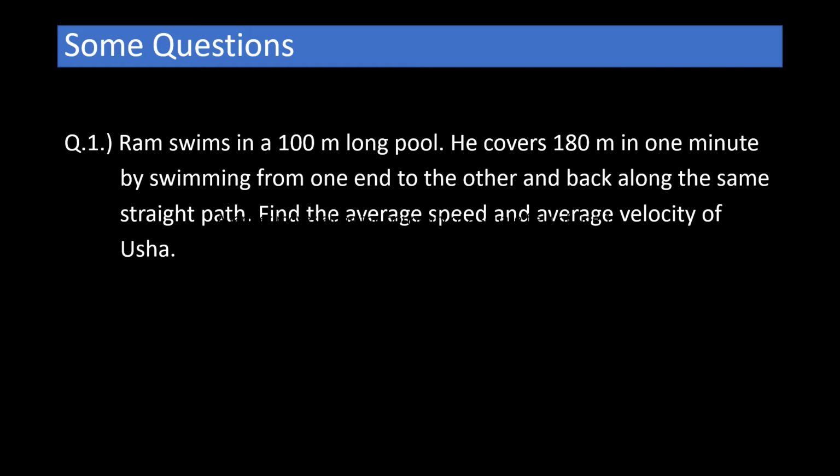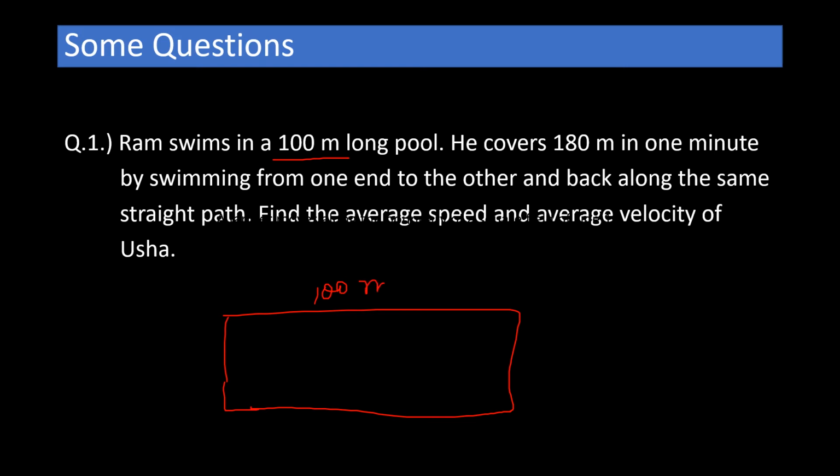So here, guys, all of you are recommended to pause this video and try it out. And in case you face any difficulty, then you can resume your video so that you will have a clear understanding. Okay, so here it's written that Ram swims in a 100-meter long pool. Let us say this is the pool and that is 100 meters long. So Ram is swimming. He covers 180 meters in 1 minute. That means he goes 100 meters here and definitely he has to come back to cover 80 meters in this direction.